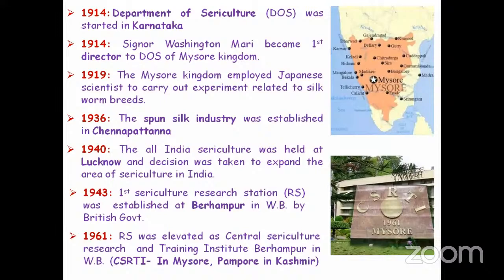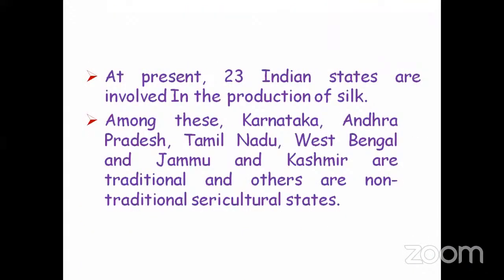At present, 23 Indian states are involved in the production of silk. Among these, Karnataka, Andhra Pradesh, Tamil Nadu, West Bengal, and Jammu and Kashmir are traditional states, and the others are non-traditional sericulture states.